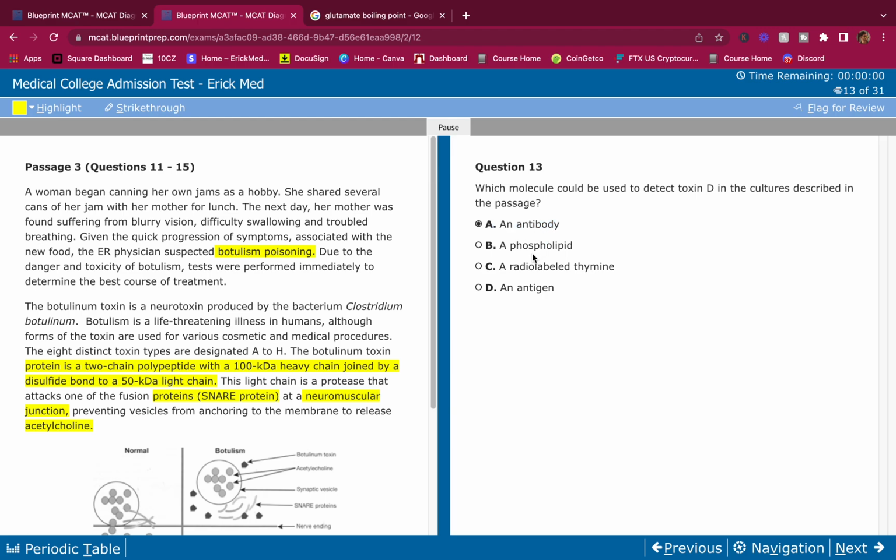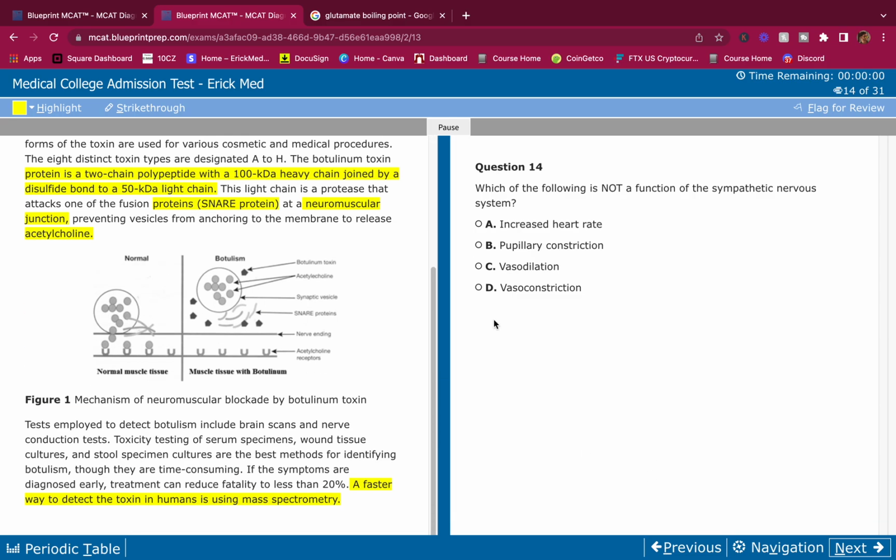Phospholipid? No. What would that do with anything? Radiolabeled thymine? That's good if you want to detect some type of DNA, or see what happens in DNA. Thymine's only found in DNA, not a protein. Antigen, again, that's not going to help us. An antibody binds to the toxin. The toxin is the antigen. That is our best answer choice, 13 is A.